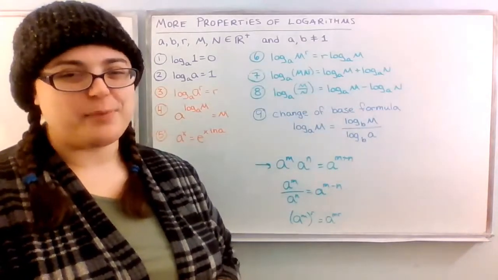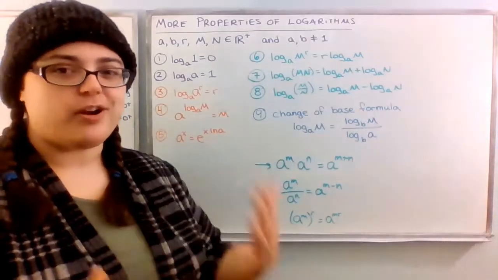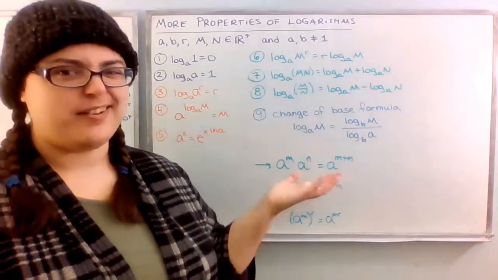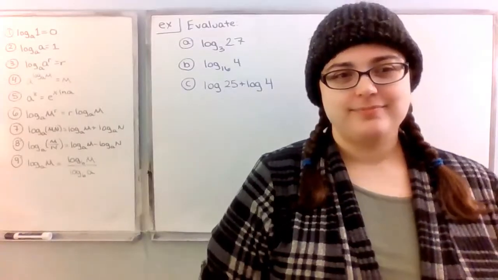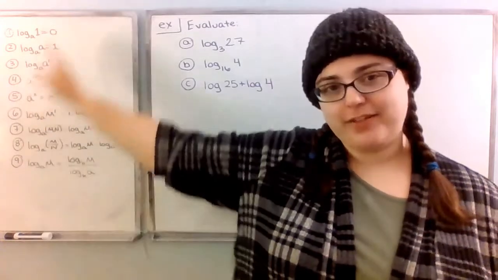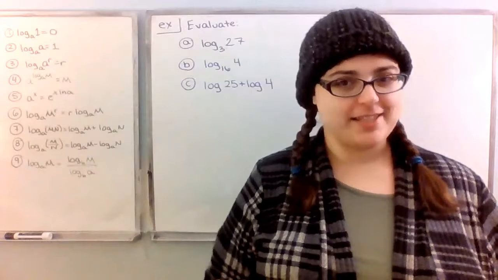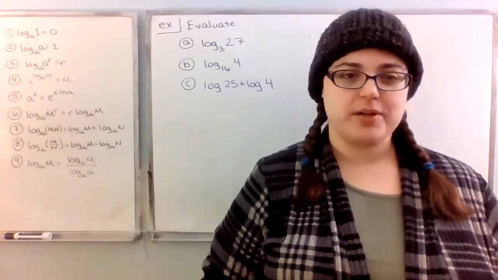So let's do some examples of applying these, because it's all well and good to talk about properties, but until you start applying them, they're just kind of theoretical, right? So let's go ahead and do that. Our properties are listed over here on the left for reference, so we can refer to them as needed. And for this example, we're going to evaluate 3 logarithmic expressions.